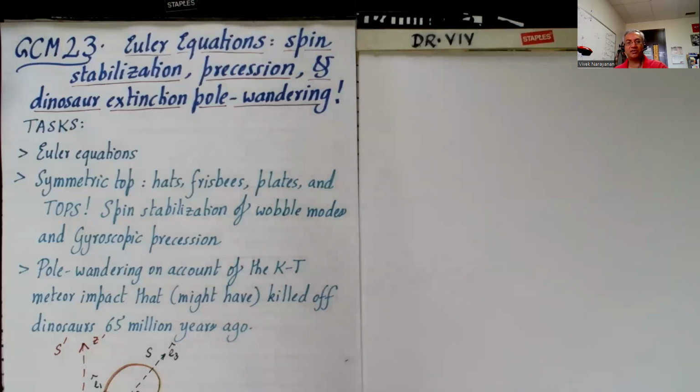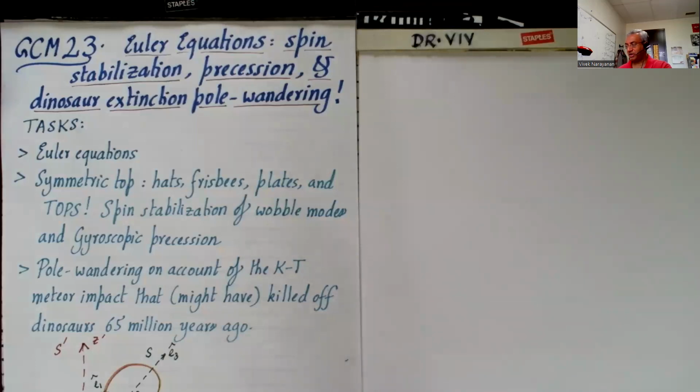Today we shall take a look at the important equations known as Euler equations, discuss the notion of spin stabilization, the precession of a heavy top, and as a fun problem, we shall estimate how much the North Pole has wandered since the impact that caused the extinction of the dinosaurs.